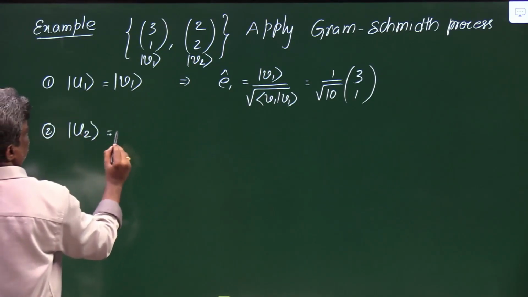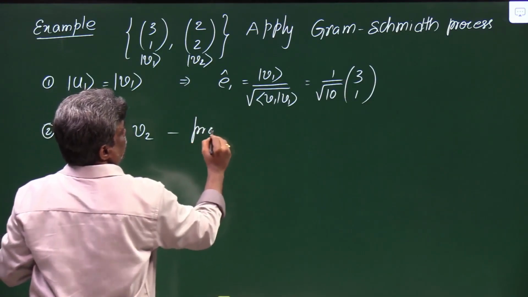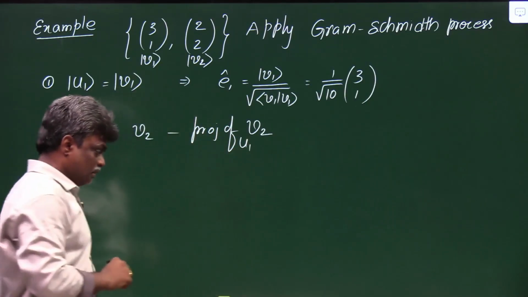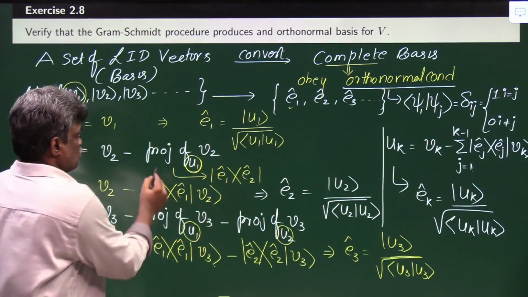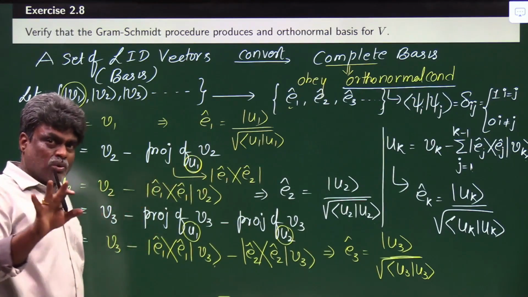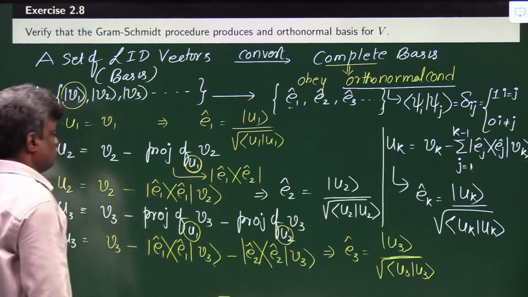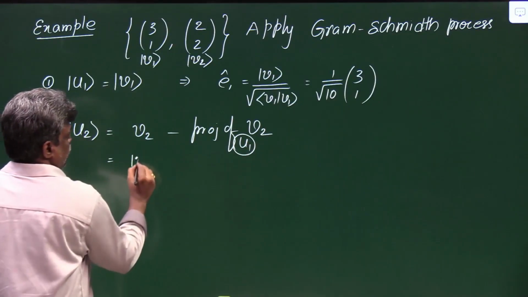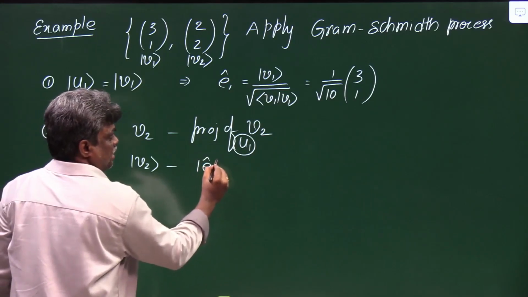U2 equal to this V2 minus projection of V2 over U1. So earlier we have already discussed this one. So what is the meaning of projection of V2 over U1? You just take the projection operator corresponding to U1 and operate on V2. So here what is the projection operator corresponding to this? V2 minus this projection operator E1, sorry.